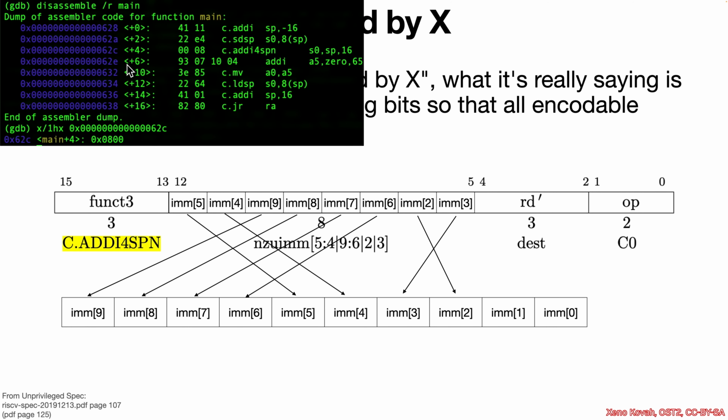Okay, here is our code, and if we use the disassemble /r option, it'll give us the actual opcode bytes that are used to encode the instructions. We're going to focus on the CADI for SBN, and that shows us that it has bytes 00 and 08. Now at this point, we don't know if the disassembler is actually showing this in little endian order or big endian order. So to remove any ambiguity, we go ahead and do a hex display.